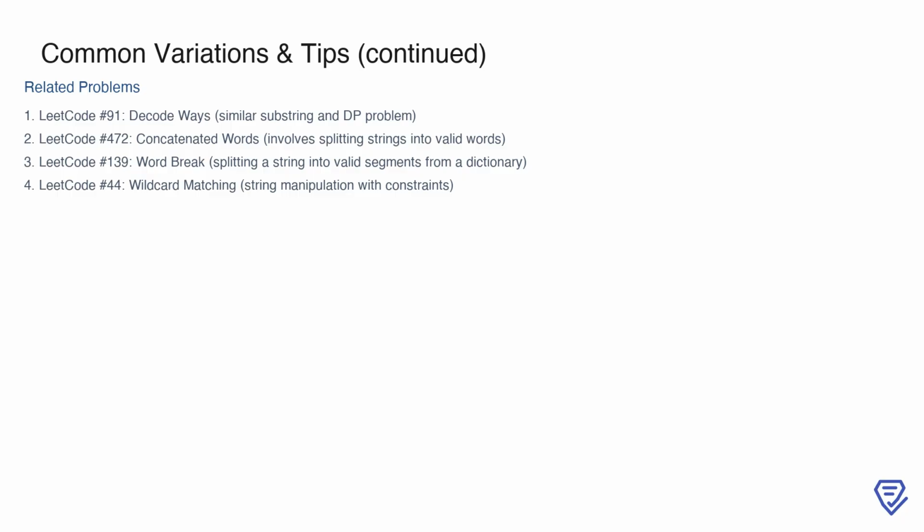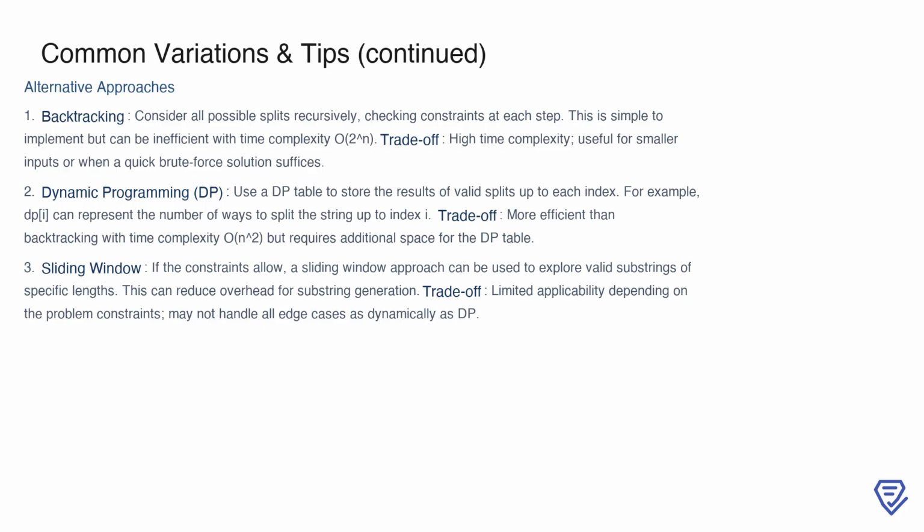There are several alternative approaches to solve this problem, each with its own trade-offs. Backtracking is a straightforward method where you recursively try all possible splits and validate them as you go. While this approach is simple to implement, it has a high time complexity of 2 to the power of n, making it impractical for larger inputs. It's best suited for smaller cases or as a quick way to validate your understanding of the problem.